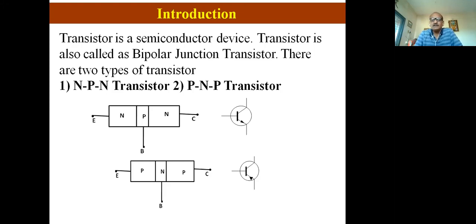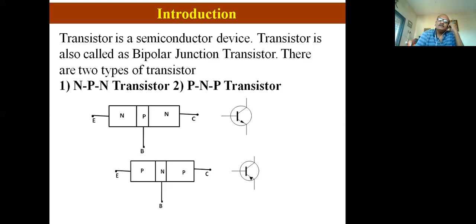Now, in the introduction, initially we have to see that a transistor is a semiconductor device. Electronics is built only of semiconductor material, therefore the transistor is also a semiconductor device. A transistor is also called a bipolar junction transistor. What is the name of the transistor? Bipolar junction transistor. There are two types of transistor. Why is it called a bipolar junction transistor?